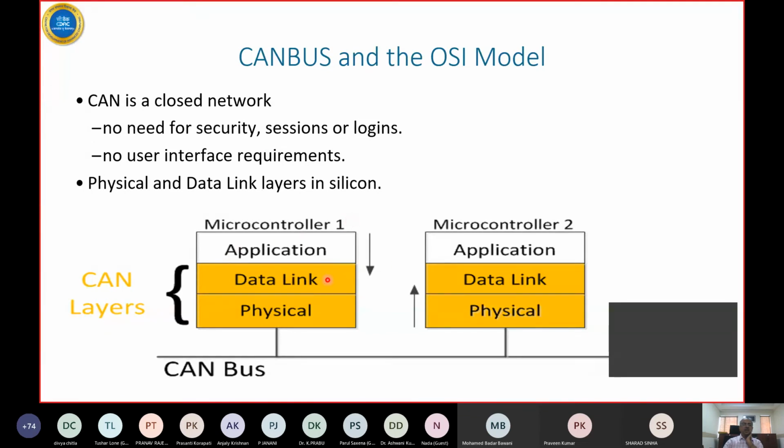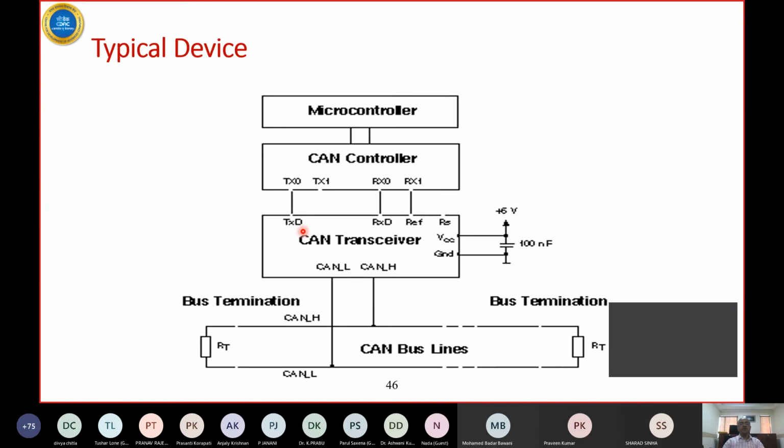So the data link layer and the physical layer are implemented in the chip, whereas the application layer is implemented in a microcontroller. So a typical CAN node will have a CAN transceiver and a CAN controller, which will have the intelligence of the microcontroller, which will filter out the messages, take action on the messages, etc. So a typical device will look like a CAN bus with terminating resistors at the end, and a transceiver, which will have an impedance.